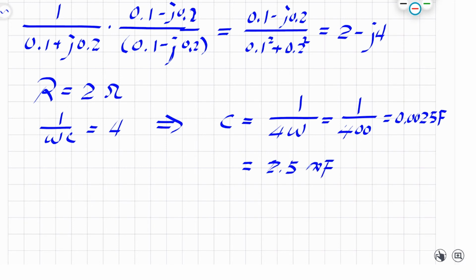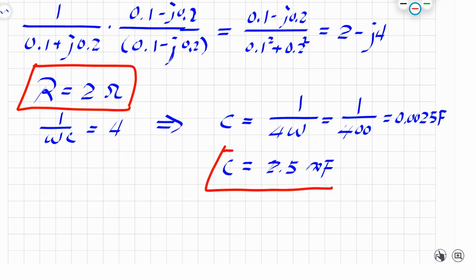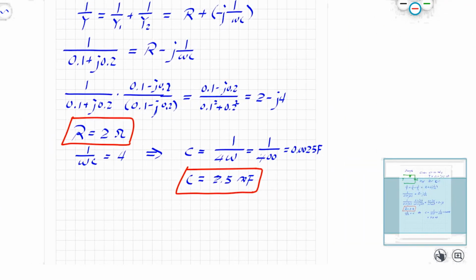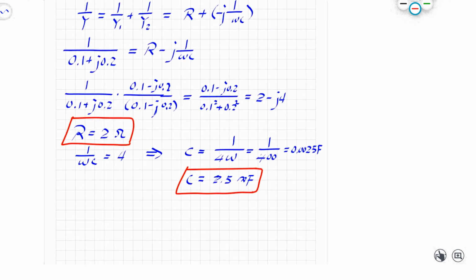So from this example, we see how Y is working just as any other complex number phasors. We just constantly need to remember that Y is the reciprocal of Z. So this is the example of how to operate Y.